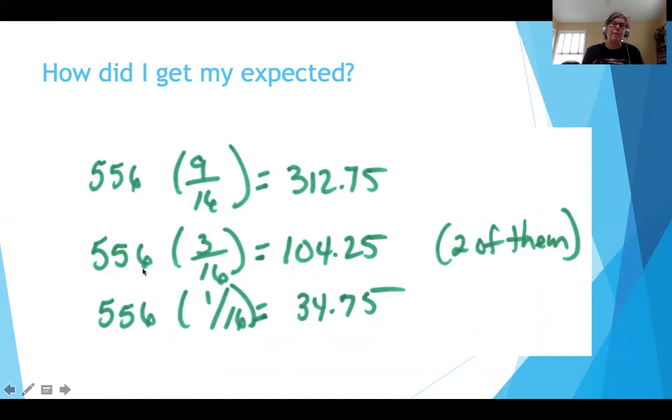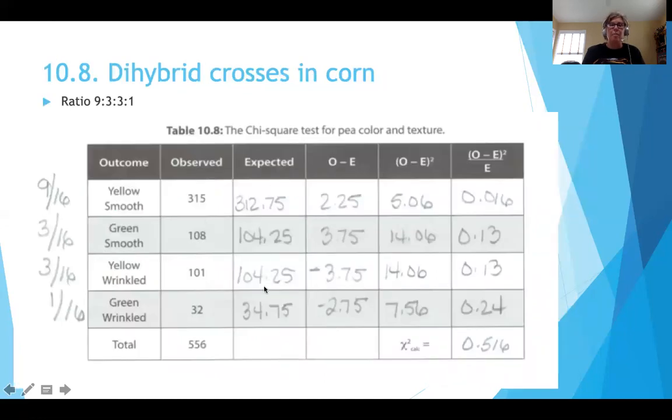So then for our 2 recombinants, that was 3/16. So you take your 556 times 3/16, and that gives me 104.25. So remember, I have 2 of those. And then my double recessive, 556 times 1/16, and that gives me 34.75. So that is how I got those numbers there. Now I do add them up. They should add up to 556, which they do.